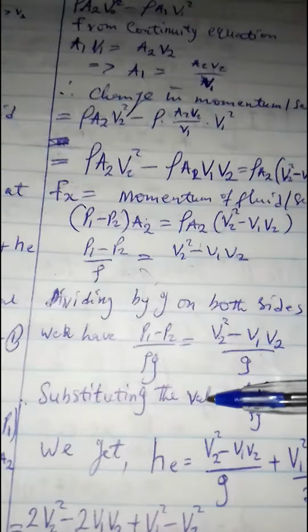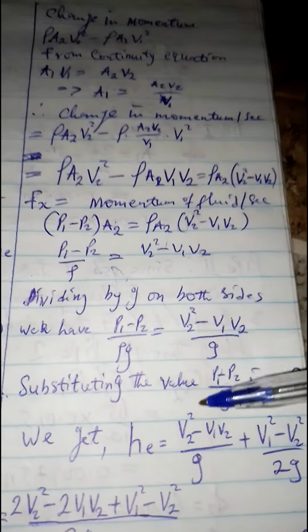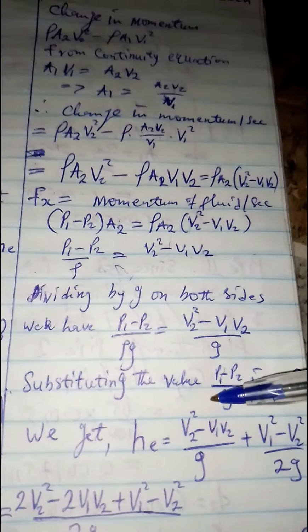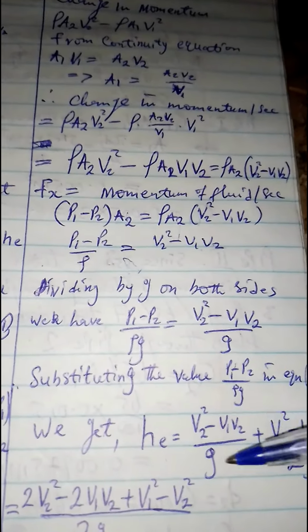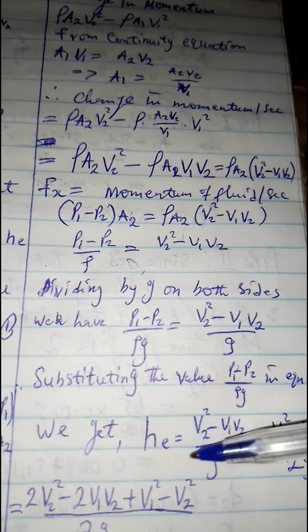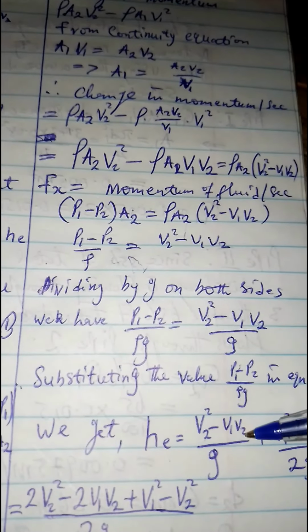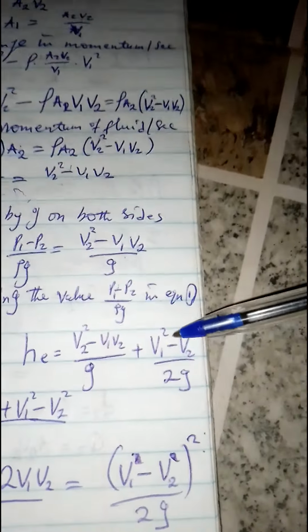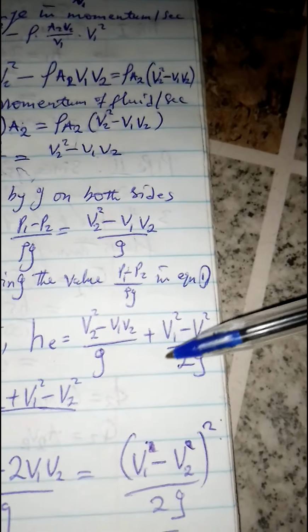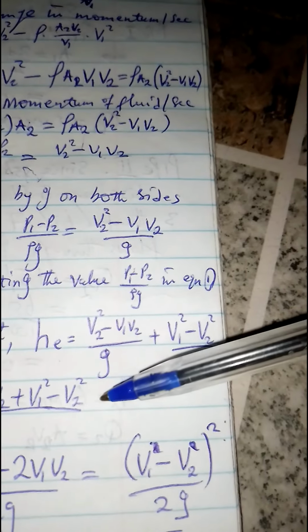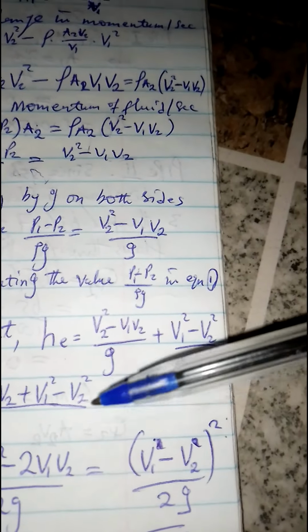So substituting the value of change in pressure over rho g in equation 1, you now have that the head loss due to sudden enlargement will be equal to V2 squared minus V1 V2 over g plus V1 squared minus V2 squared over 2g. So this is a common fraction that you now solve based on simple mathematics.